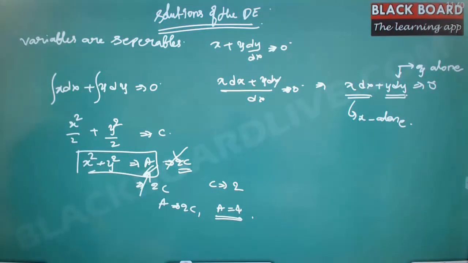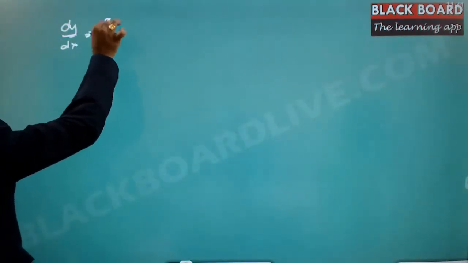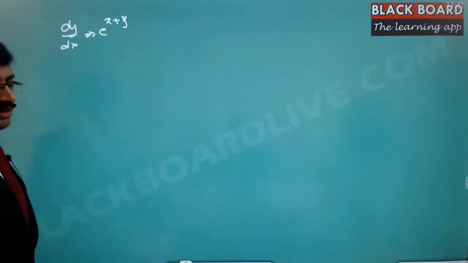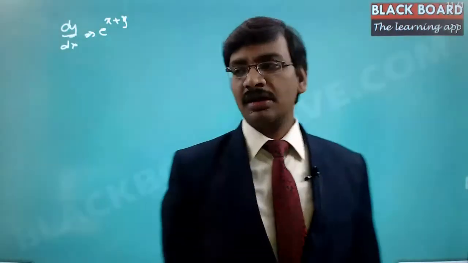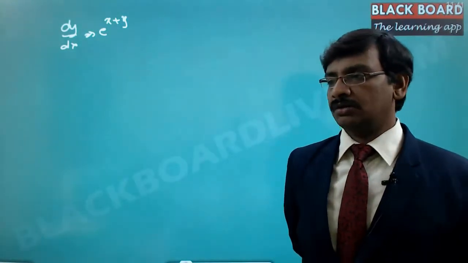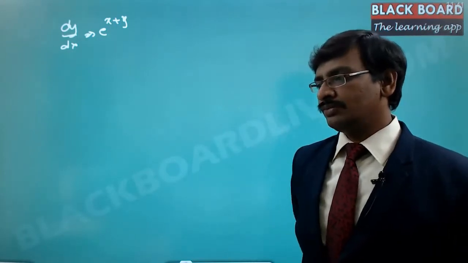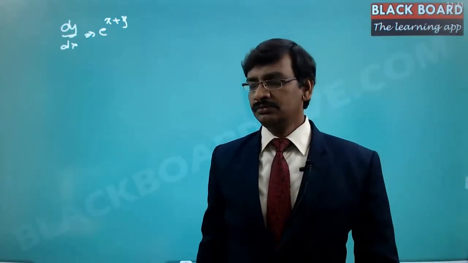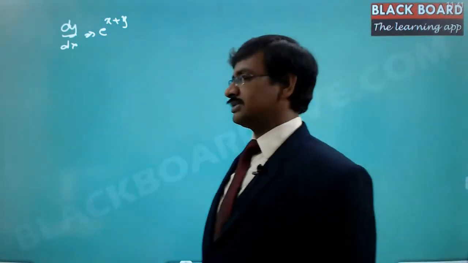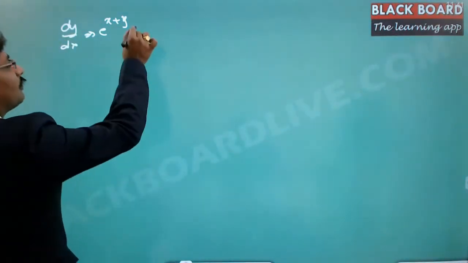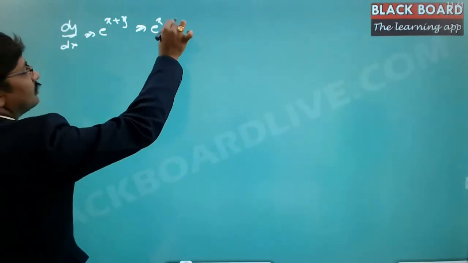Note down one more. dy by dx is equal to e power x plus y. Now you tell me whether this equation comes under the category of variables separable or not. Yes, it will come under the variables separable case. Why? Because e power x plus y can be written as e power x into e power y.